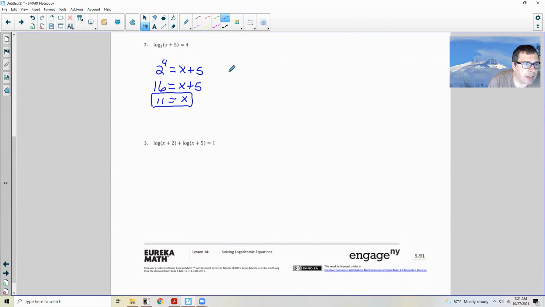So then I'm going to check this. I'm going to write log base 2 of 11 plus 5 has to equal 4. Log base 2 of 16 equals 4. Okay, so this would be 2 to the 4th equals 16 if I do it that way. Or I could have done, I guess that's the only way I could do that.